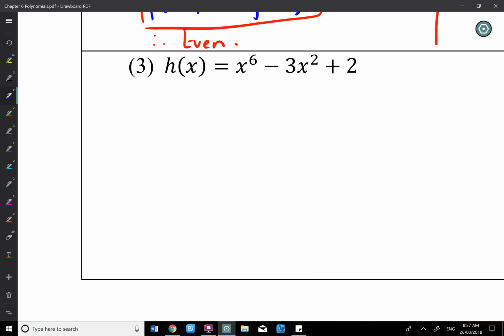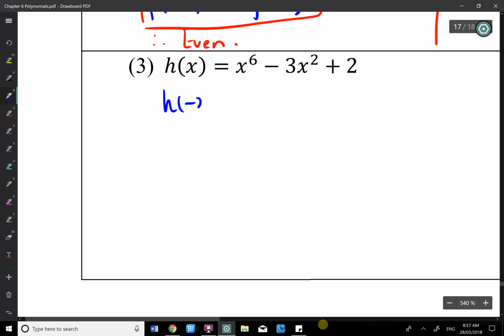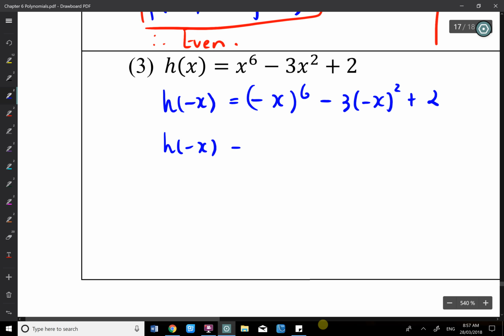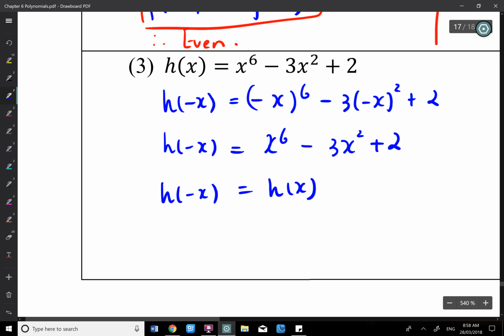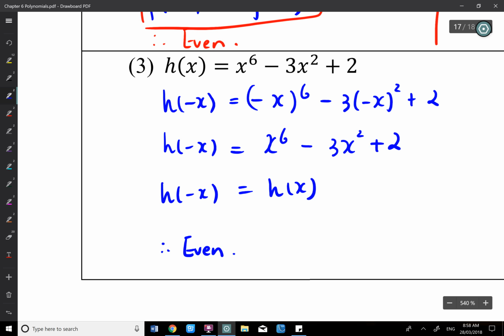So for 3, we can see h of negative x equals negative x to the power of 6 minus 3 times negative x to the power of 2 plus 2. So h(negative x) equals x to the power of 6 minus 3x squared plus 2. And we can see it's exactly the same as h(x). So that's an even function. It is symmetrical about the y-axis.